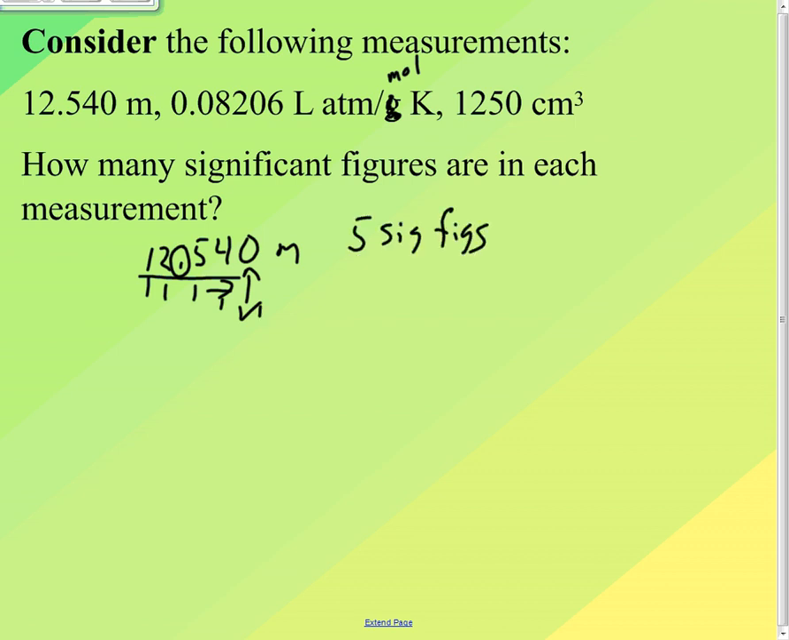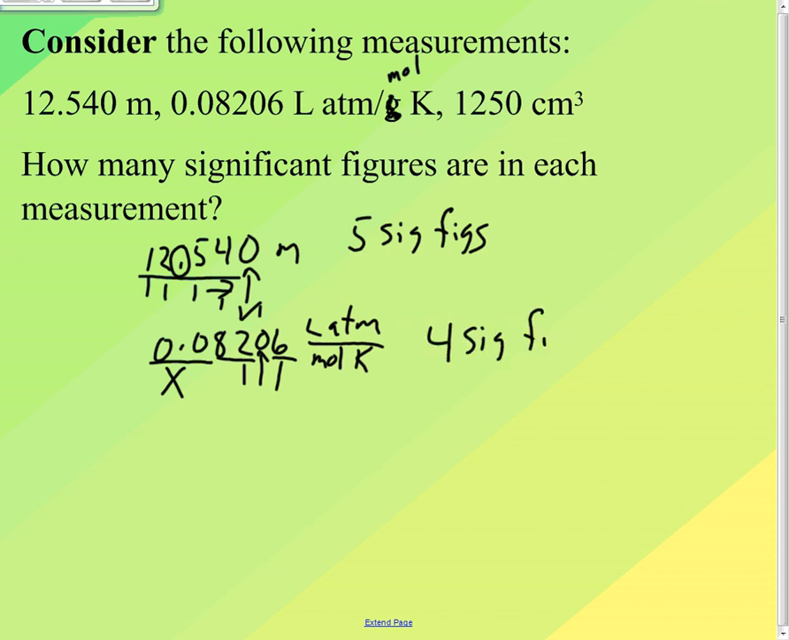Good. Next one, 0.08206 liter atmospheres per mole Kelvin. I have to get those units right. Well, let's start analyzing this. I have 2 zeros before my first non-zero. Those are what? Not significant. I have 3 non-zeros, and then I have a 0 between 2 non-zeros, and that is what? Significant. Good. So that means I have 1, 2, 3, 4 sig figs.